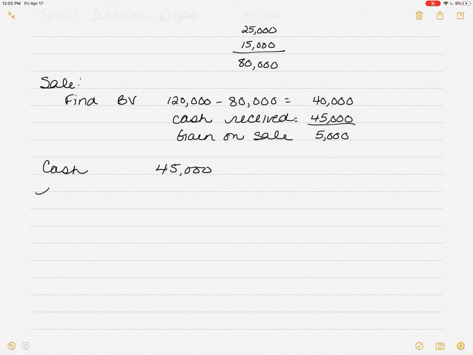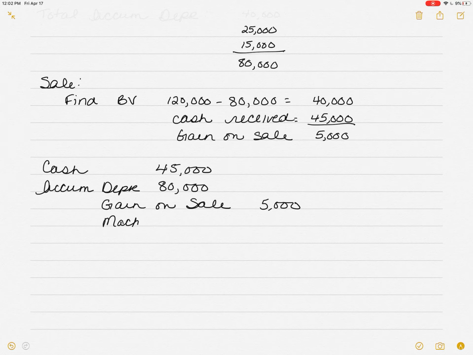I'm going to debit my accumulated depreciation to get that off the books, $80,000, and I'm going to credit that gain on sale. Gain on sale was $5,000, and I need to get rid of the machine, closing out the machine and closing out the accumulated depreciation is just like when we were doing all of those closing entries back in chapter 4.